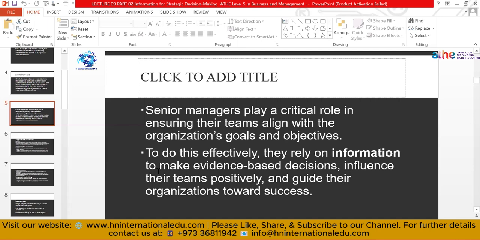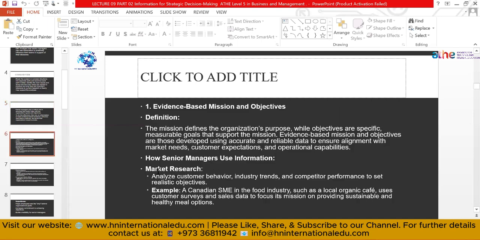And honestly, if your managers are keen and motivated, then definitely the organization grows as well. And as an employee too, your growth goes on. You're not stuck. The first point is evidence-based mission and objectives. The mission defines the organization's purpose, while objectives are specific and measurable, and support the mission.